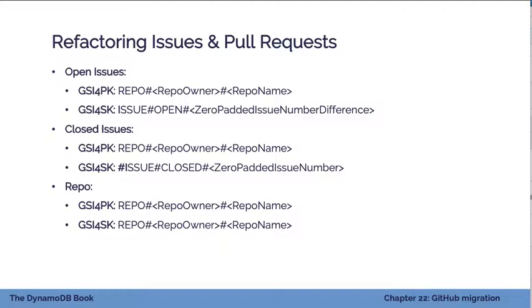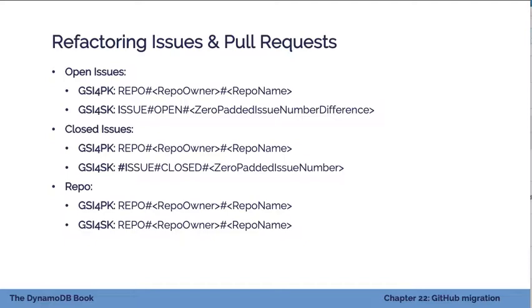First of all, open issues, we're going to add these GSI4 PK and GSI4 SK properties. That PK property will be repo hash repo owner hash repo name, which is going to put it in the same item collection as the repo. And that GSI4 SK will be issue hash and then the issue status, which will be open, and then hash, and then that zero padded issue number difference. And we'll see in a second what that looks like.